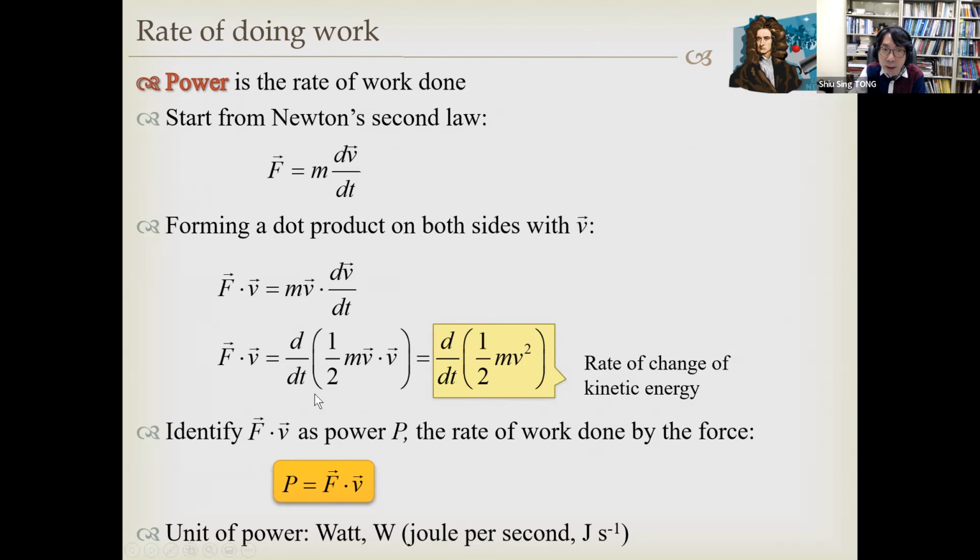Because this is the energy done per unit time, the energy transfer per unit time. So it has a unit of joule per second. Okay, and formally we call it a watt. A watt is by definition joule per second.